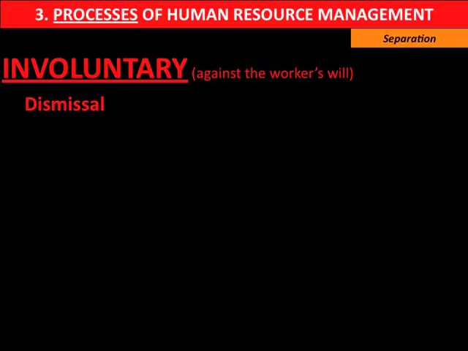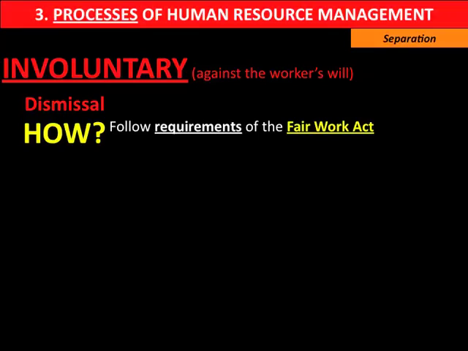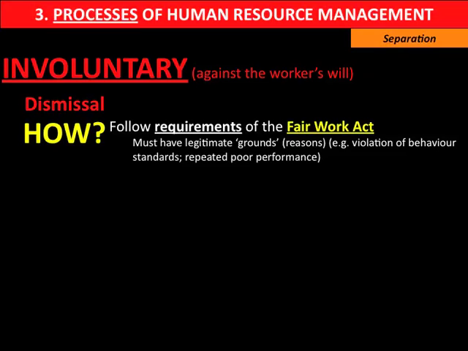The first thing is that you need to know how you can dismiss someone. You need to follow the requirements of the Fair Work Act, because there are laws against unfair dismissal. You have to have some sort of legitimate grounds, and grounds just means reasons. So you have to have a good, legal reason to dismiss that person. Maybe you have particular behavior standards, and they have to be reasonable, not like you're not allowed to swear at all. You need behavior standards that the Fair Work Act is actually going to back you up on.